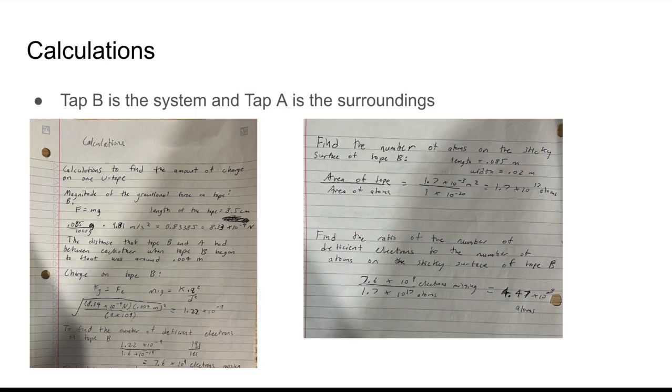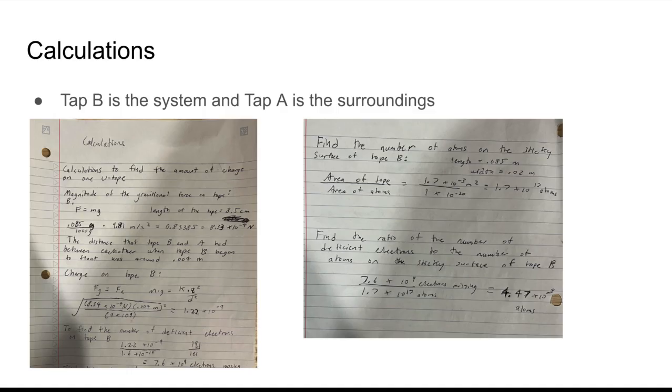Now the calculations. First, the gravitational force needed to be found using F equals m times the gravitational acceleration. The gravitational force of tape B was 8.33 times 10 to the negative 4 newtons. The distance between tape B and A was 0.004 meters. This is the required distance in order for tape B to float.